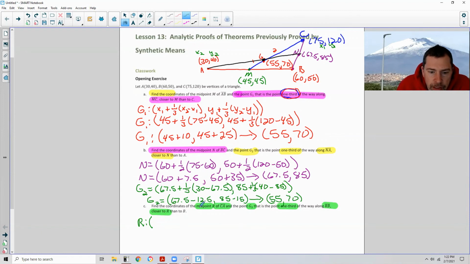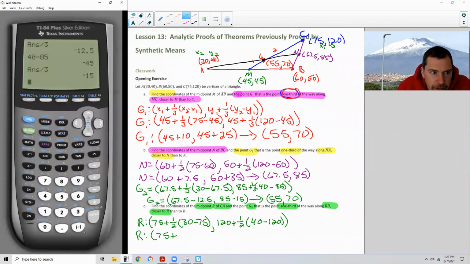And here we go. So it's X sub 1, 75, plus, and it's midpoint, so it's 1/2 X sub 2, which is 30, minus X sub 1, comma, Y sub 1, which is 120, plus 1/2 Y sub 2, which is 40, minus Y sub 1, which is 120. So when I do that, I get R to be 75 plus, well, 30 minus 75, and I'll use the calculator just in case. 30 minus 75 is negative 45, divided by 2 is negative 22.5, plus 75 is going to be 52.5.